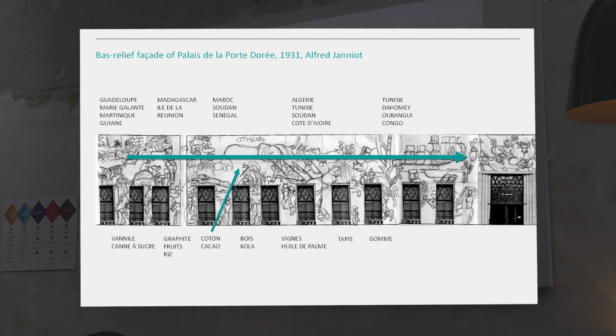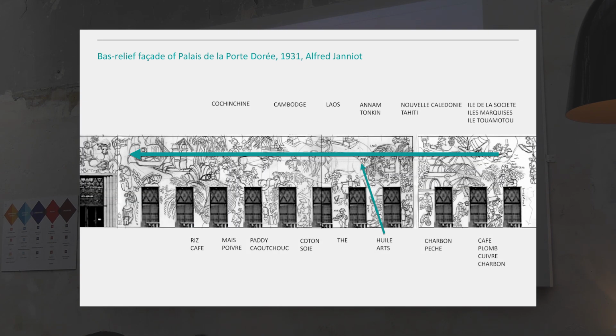Sugar, ivory, palm oil, and wood are being passed up to waiting ships and then brought to France. The right side represents Asia and the Pacific. Rice, pepper, rubber, tea, fish are being lifted upwards and carried to France. There's no mention of the French monopoly on the opium trade.